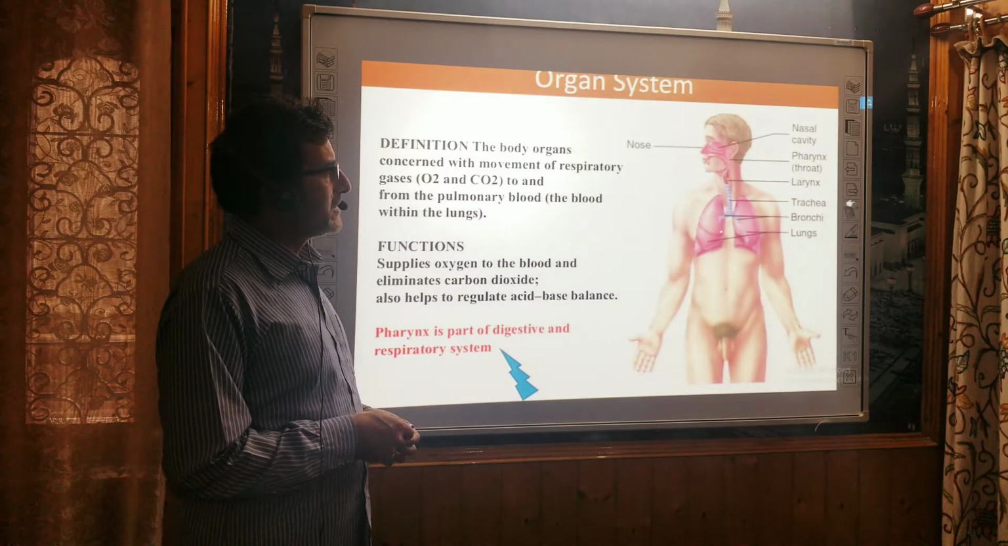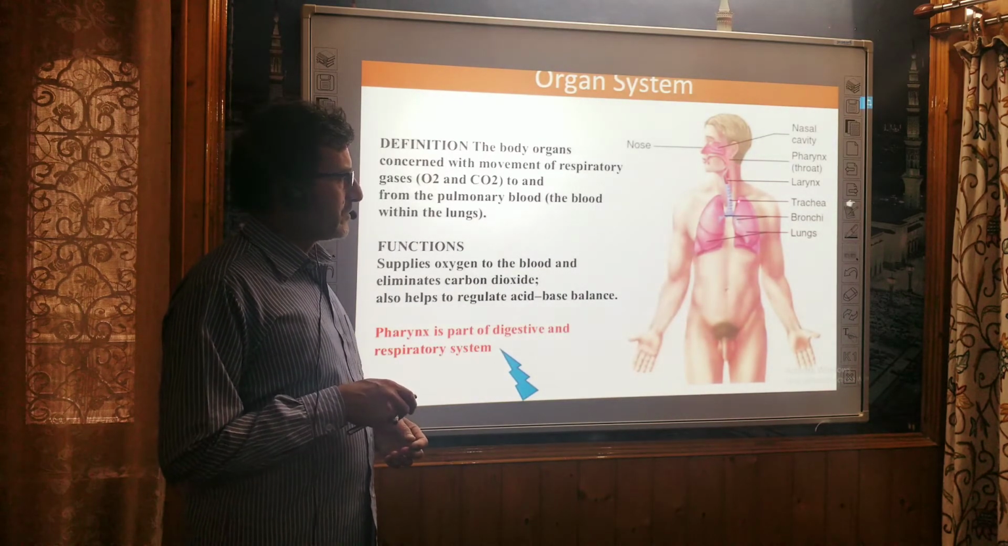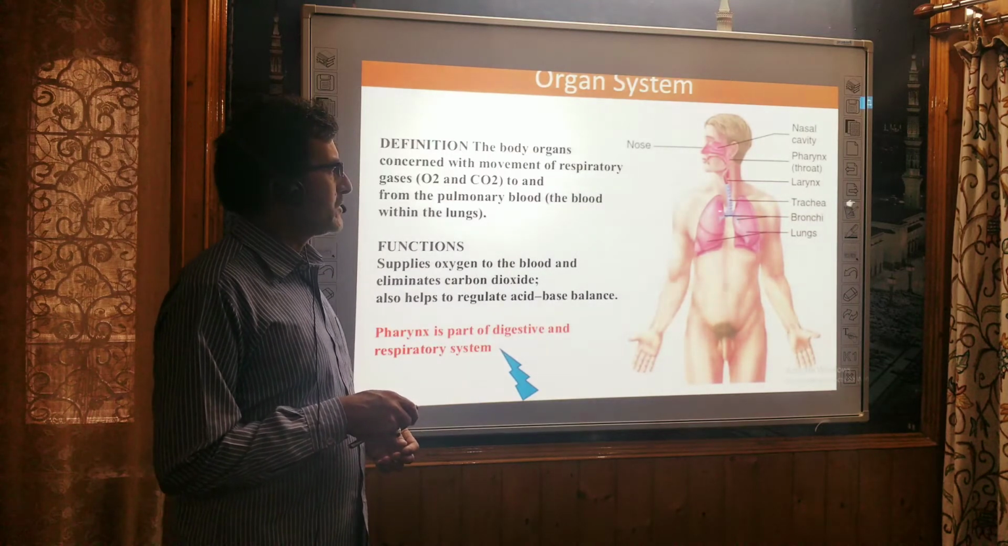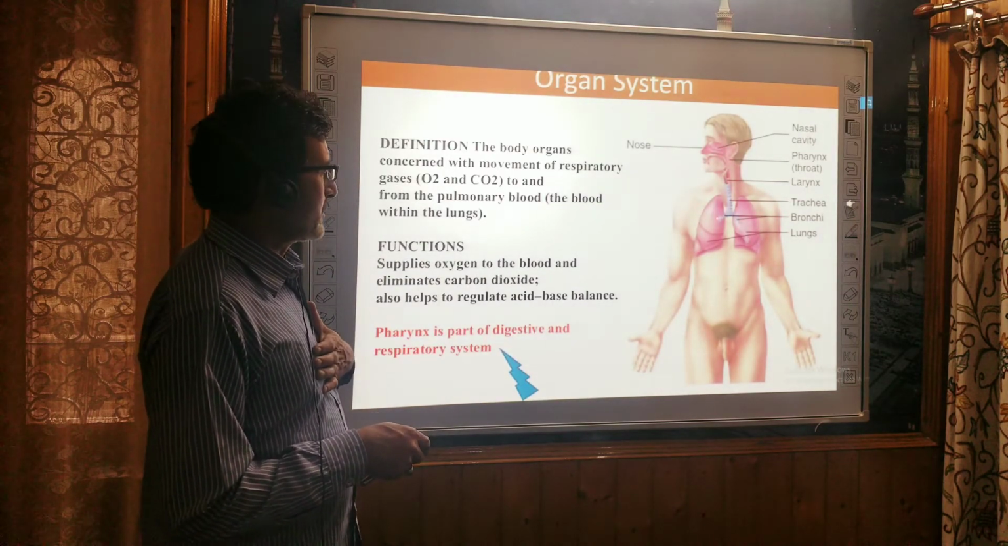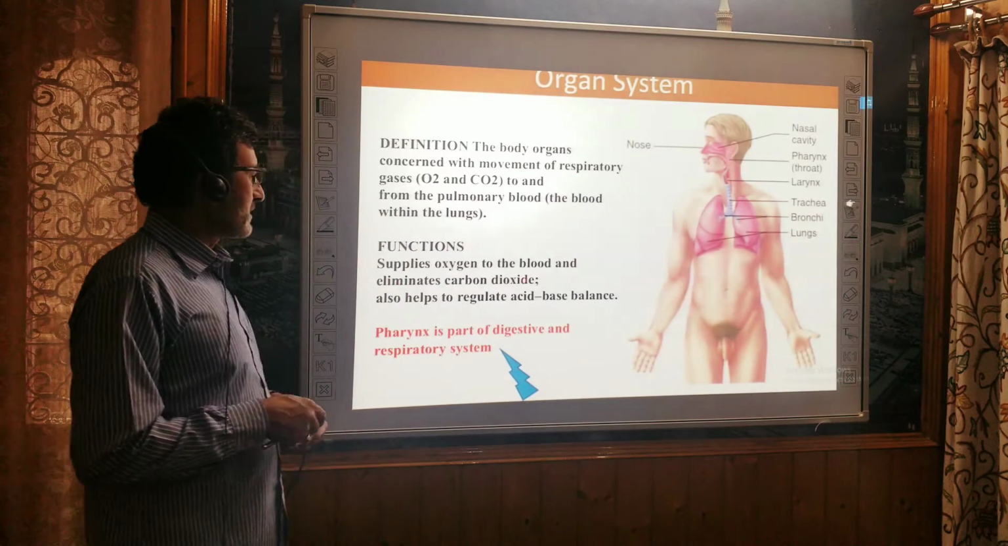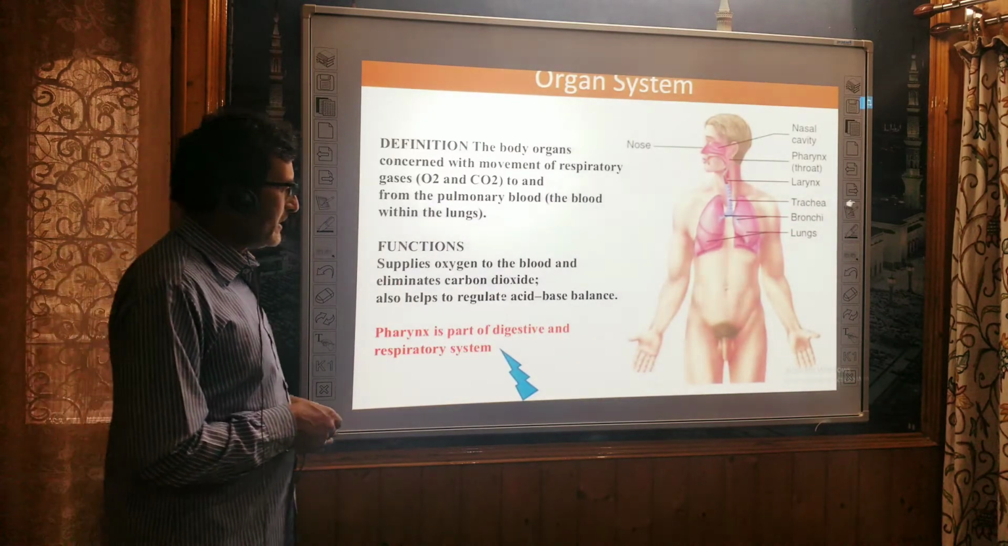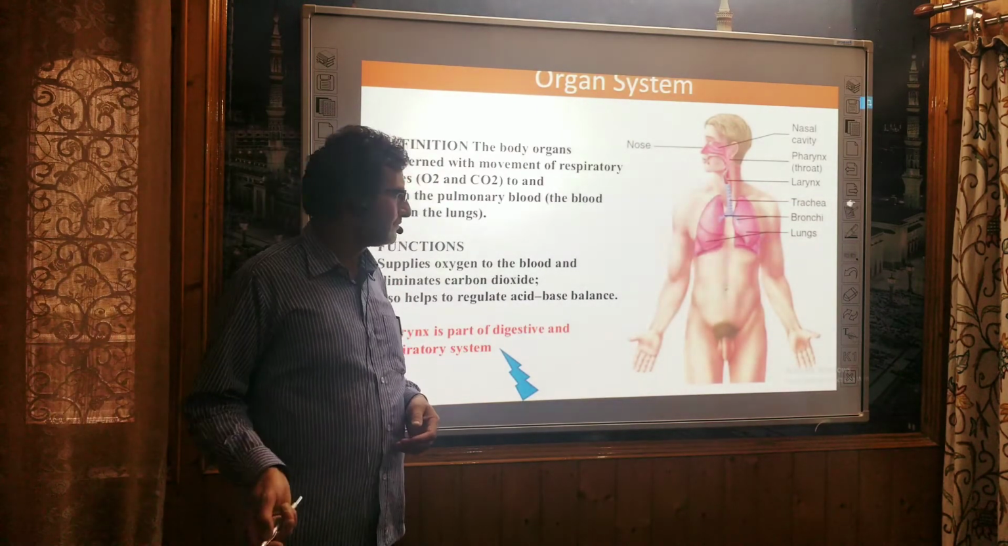So lungs is the sensitive and delicate organ. This is protected by the rib cage, which lies in our chest. So it eliminates carbon dioxide, also helps to regulate acid-base balance.